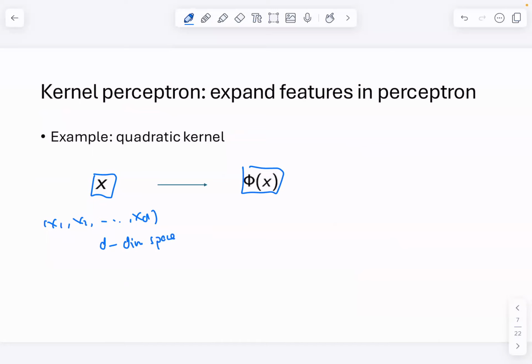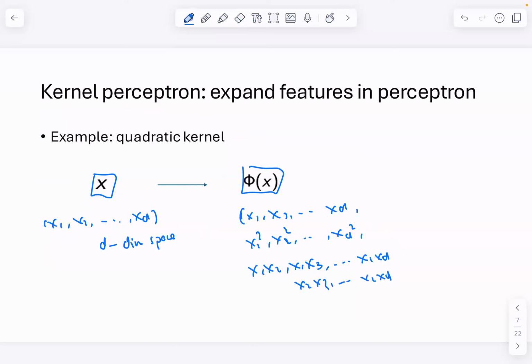If we want to expand these features in a quadratic manner, of course we also include the original features. But now we also add the squares of these original features: x1 squared, x2 squared, up to xd squared. We also include the products between pairs of features, like x1x2, x1x3, up to x1xd, and also x2x3, up to x2xd, and so on up to x(d-1)xd.